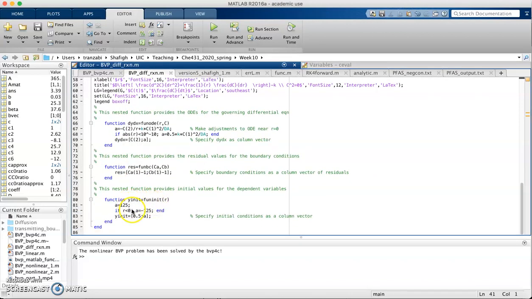What I'm saying here is, if I'm looking at the left half of the diameter, which is r less than 0, then I put concentration equal to 0.5, like a fixed concentration. And for the right half of the diameter, I put 125. Alright, so this is just a guess, two constant values. Below 0, I have 0.5. Above 0, I have 125.